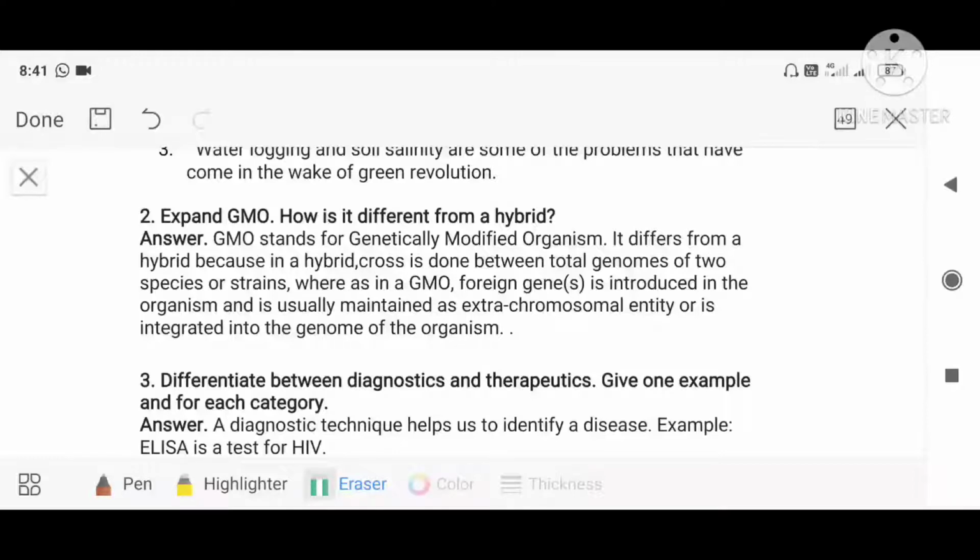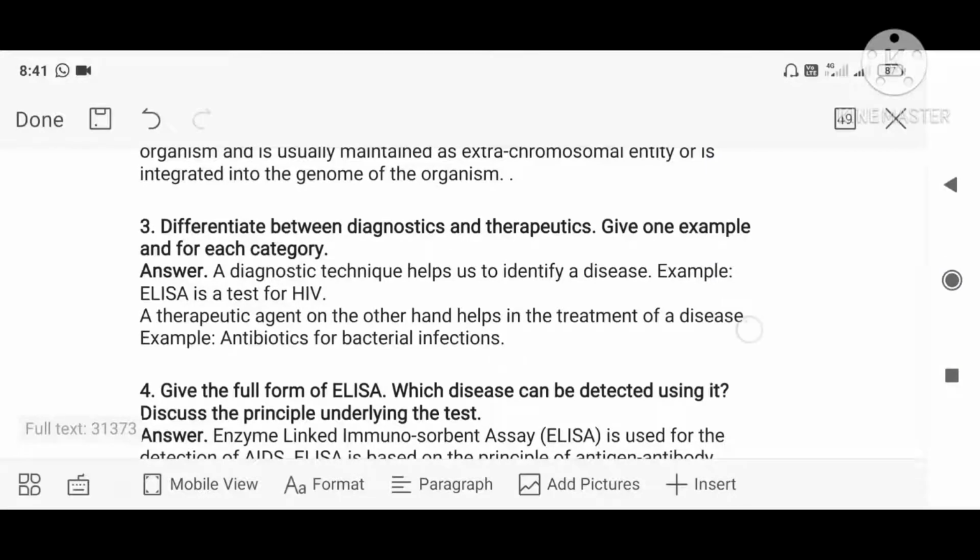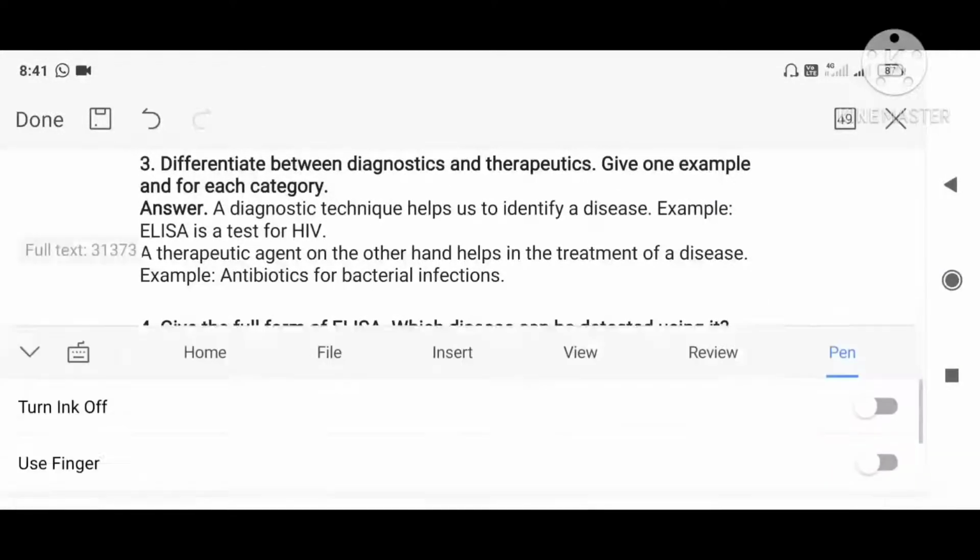So, that is the difference between GMO and a hybrid. Differentiate between diagnostic and therapeutics. Listen carefully, what is diagnostic and what is therapeutics?